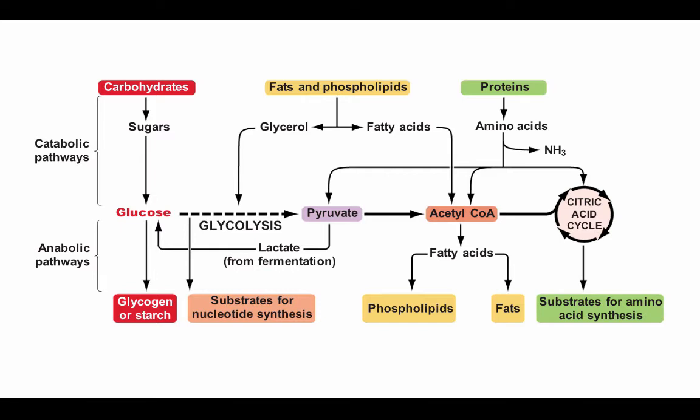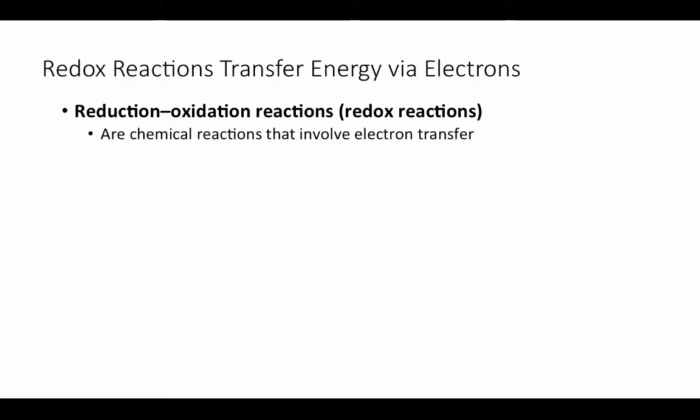So I mentioned that much of this energy harnessing is going to happen through the transfer of energy by way of electrons. So now let's think about the reactions that make that possible. These reactions are called reduction-oxidation reactions, usually just abbreviated as redox reactions. And these are chemical reactions that involve some kind of transfer of electrons. Oxidation is the loss of one or more electrons, and reduction is the gain of one or more electrons.